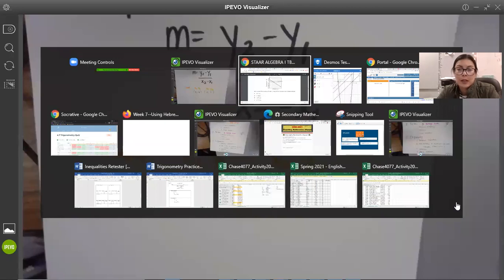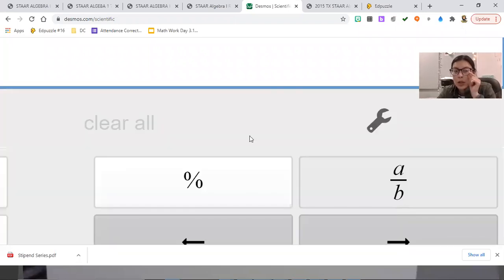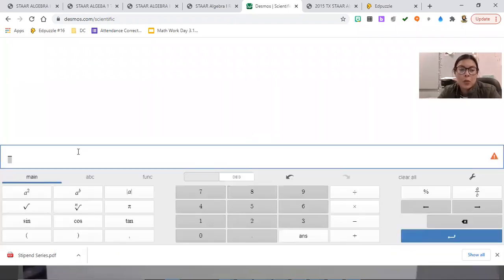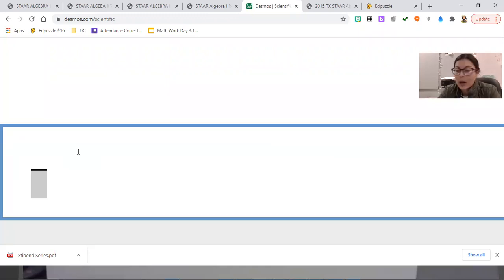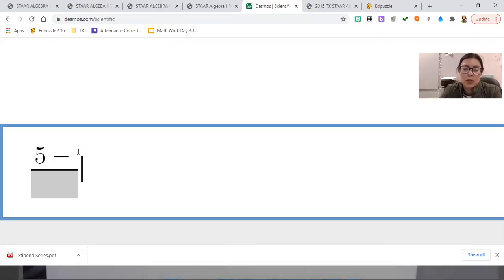Decimal scientific, you're going to type it in, put the little fraction symbol first. It's right underneath the little tool. You're going to click on that first, and then you're going to do y2. So y2 in the problem is 5 minus, it's a negative 6 for y1. Because it's negative, I'm going to put the negative. Just because you have the minus doesn't mean you don't put a negative.